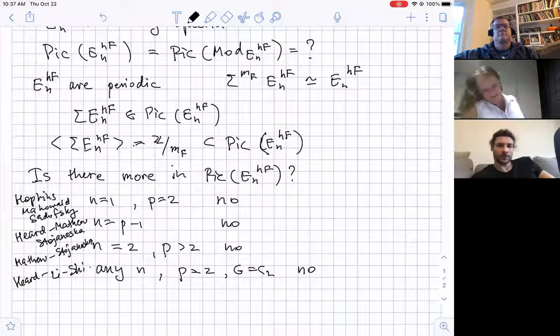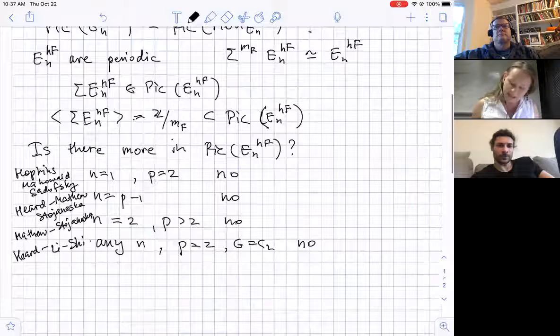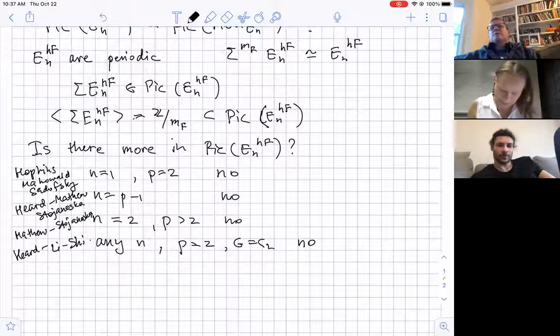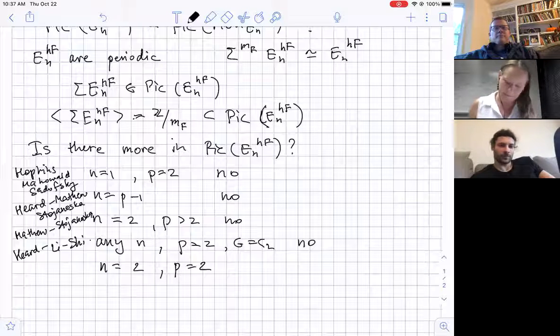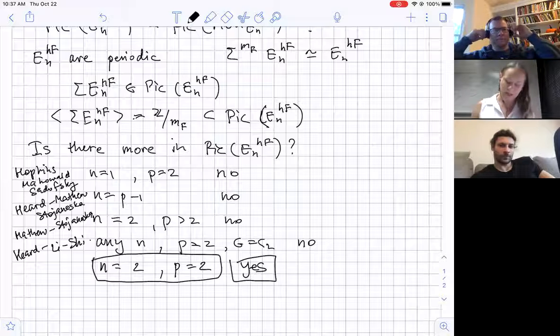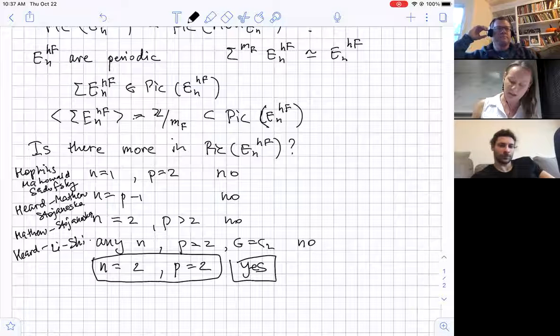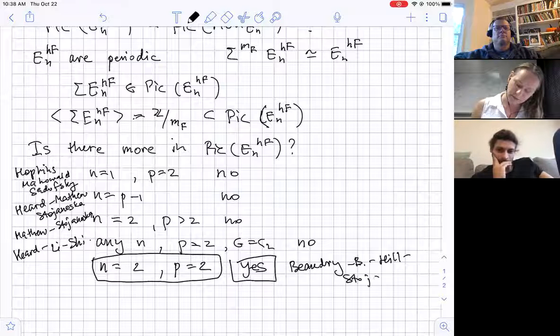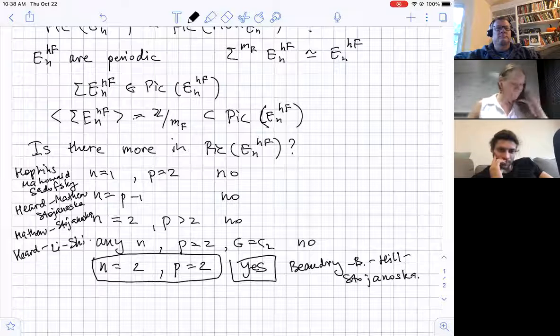Okay, great. So in all these cases, there's nothing else in the Picard group. And the one case where there is something other than just suspensions is this case. This is what I'll be talking about today. And this is joint work, in case I forget to state this later, with Agnès Beaudry, Mike Hill, and Vesna Stojanoska.